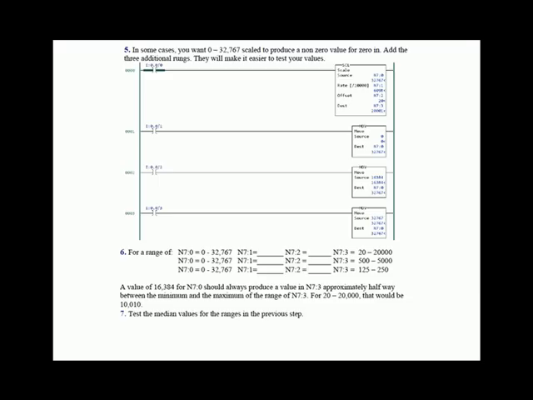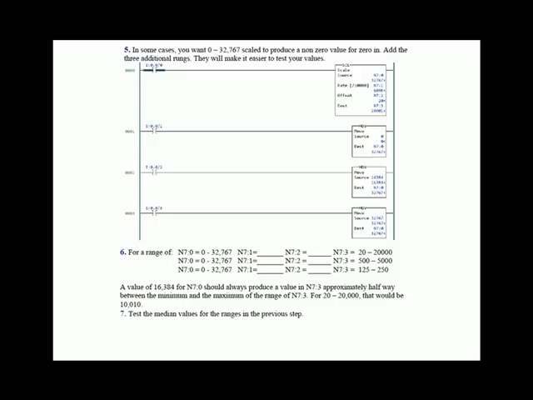In the previous steps, you exercised the ability to alter the value of rate by altering what's stored in N7:1 to get a different maximum from 32,767, which is the highest positive signed integer that you can have in a register. Here we're adding another complication, if you will, or another factor, and that is the offset. In the previous steps, we used 0.